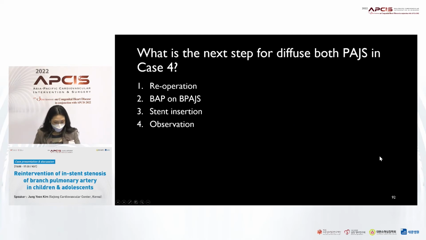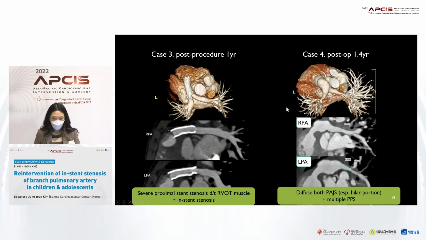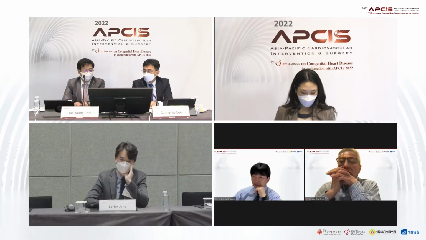So what is the next step for diffuse both pulmonary artery junction stenosis in case 4, as you think? Case 4 is this patient. How about next step treatment?